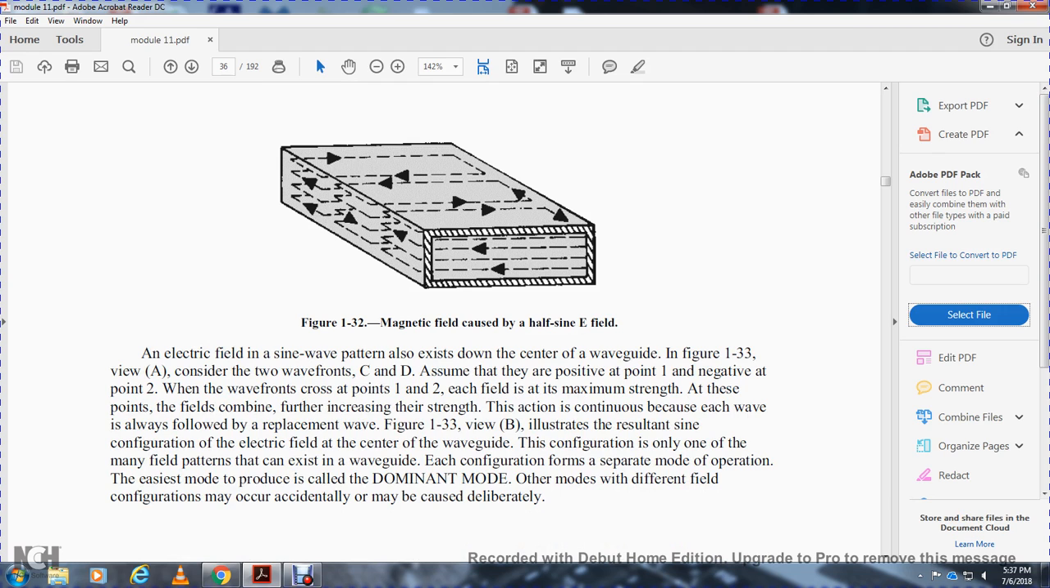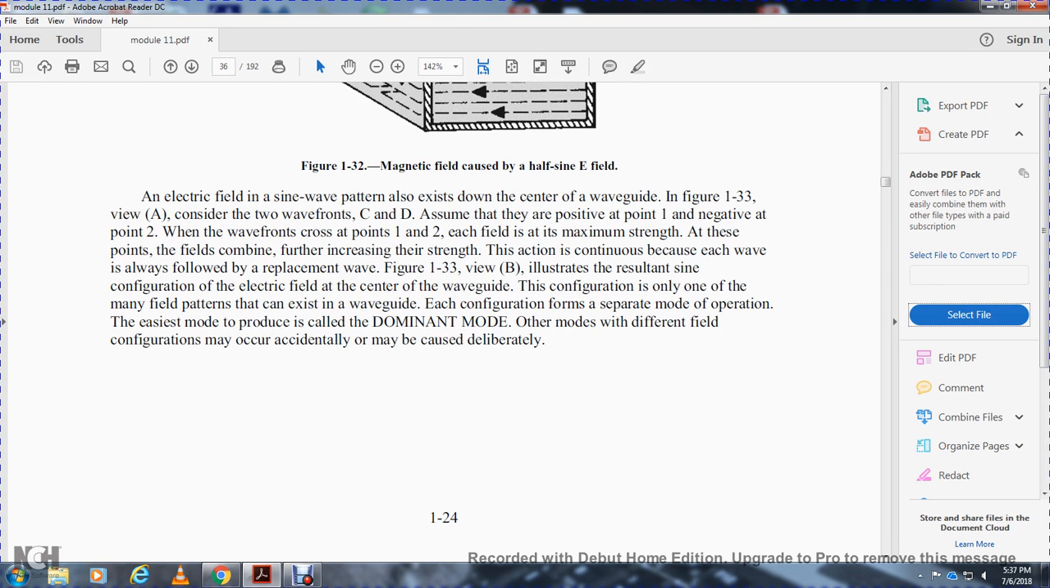At these points, the fields combine to further increase the strength of the action continuously, because each wave is also followed by a replacement wave. Figure 133 view B illustrates the resonant sine wave configuration of the electric field in the center of the waveguide. The figure is one of the many field patterns that can exist within the waveguide. Each configuration forms a separate mode of operation. The earliest mode to produce is called the dominant mode. Other modes with different field configurations may be caused deliberately.